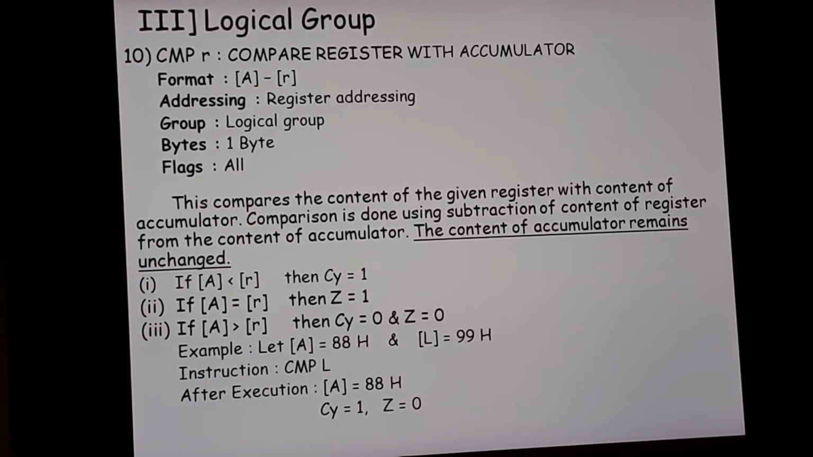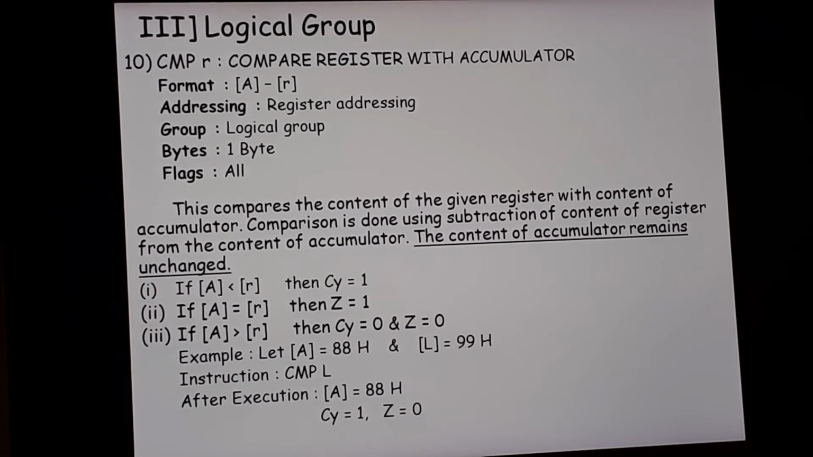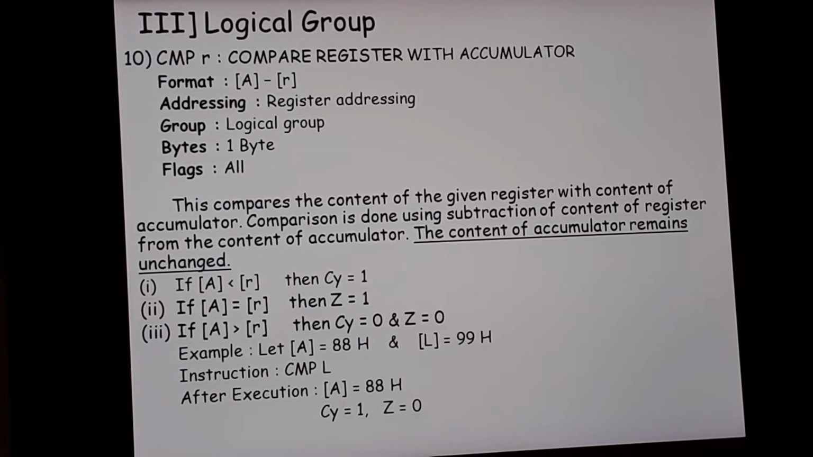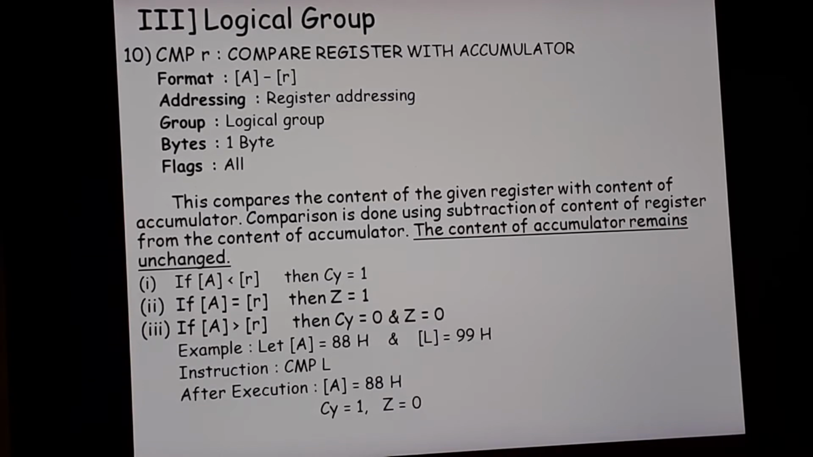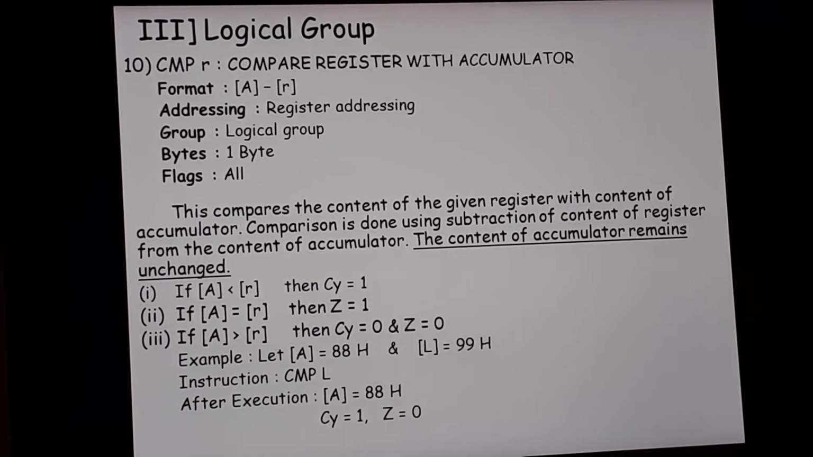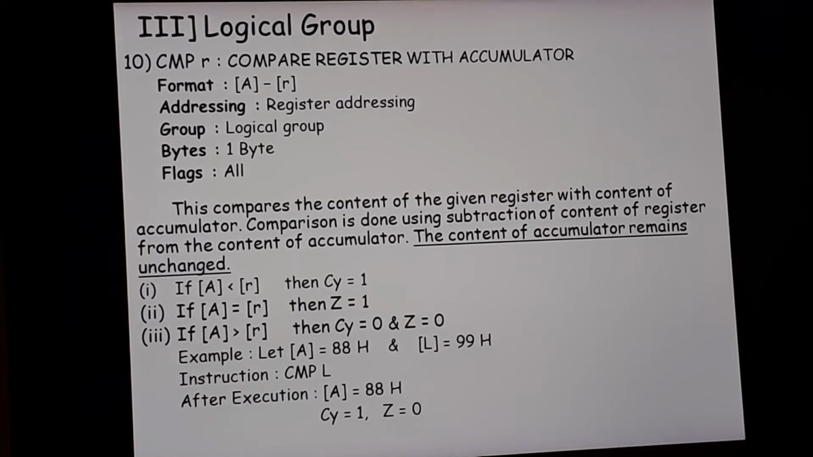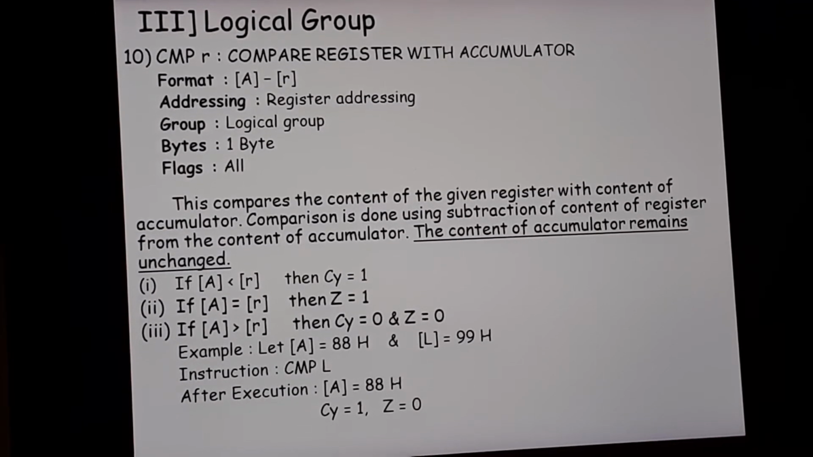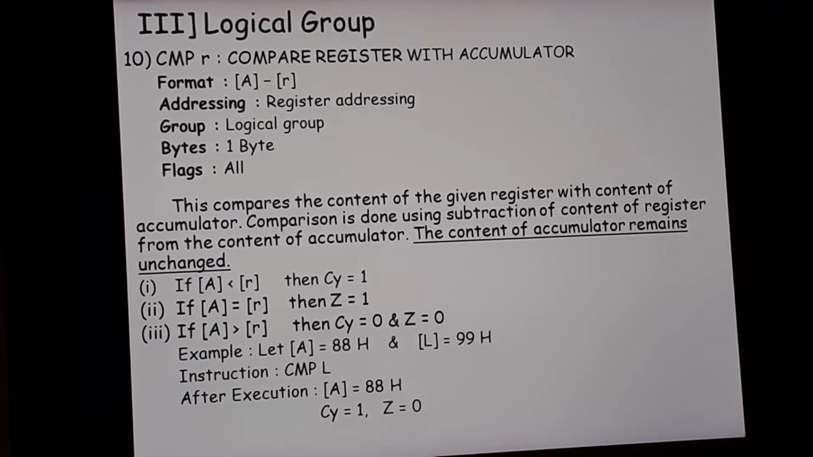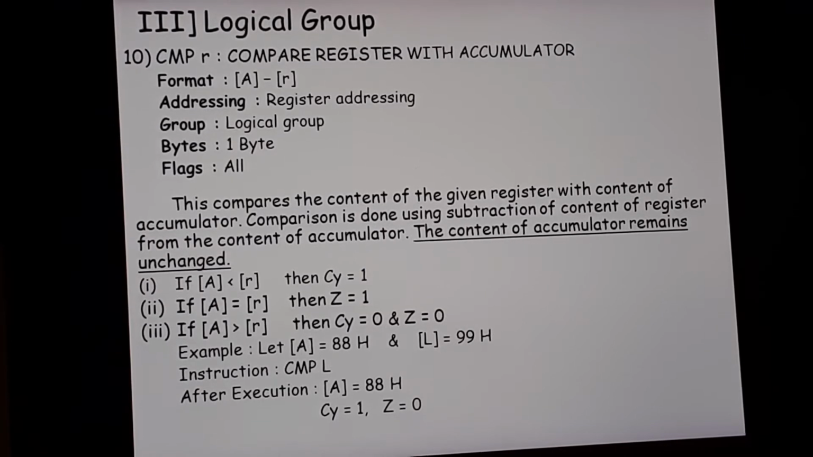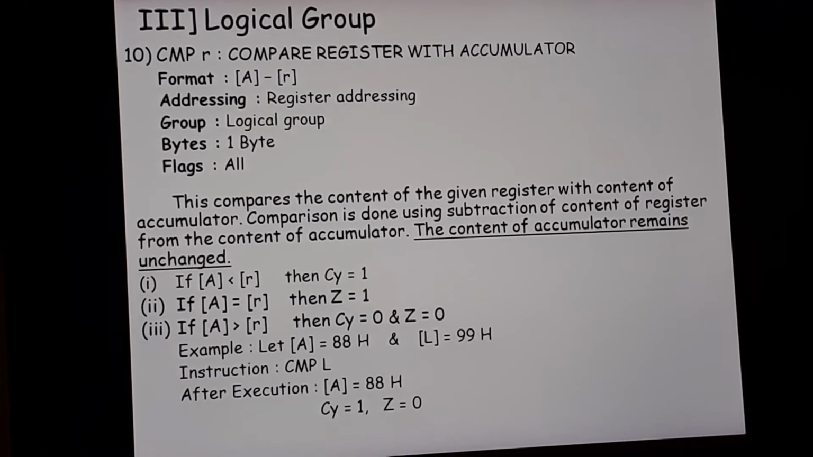So you will write after execution A is equal to 88H. Same from the explanation, I have underlined that particular sentence. Can you see the content of the accumulator remains unchanged, which is underlined. So after execution you will only write A as same, which you have taken or assumed, and the flags you will write as CY is equal to 1, Z is equal to 0. Why? Because from the comparison the carry flag got set to 1 from rule number 1. The other flags you will not mention. Only these two flags you need to mention, that is carry and zero in the example. I hope you all understood.